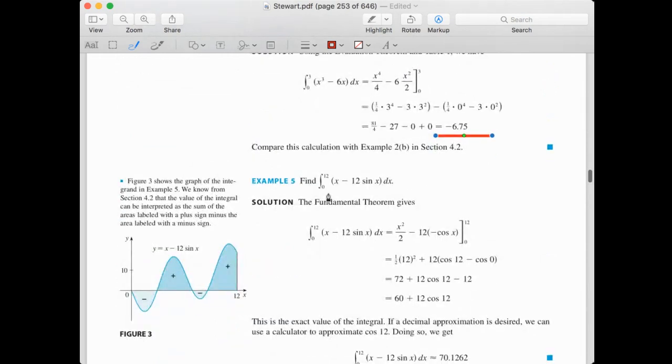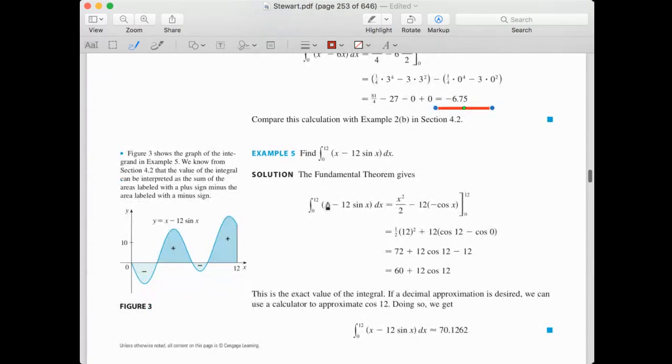Let's see this one. Find a definite integral from 0 to 12. The integrand is x minus 12 sine x dx. So we just take the antiderivative of each term. The antiderivative of x is x squared divided by 2. Negative 12 we factor out. The antiderivative of sine x is negative cosine x. Then we evaluate at the upper limit, evaluate at the lower limit, and subtract them. So we get 60 plus 12 cosine 12.